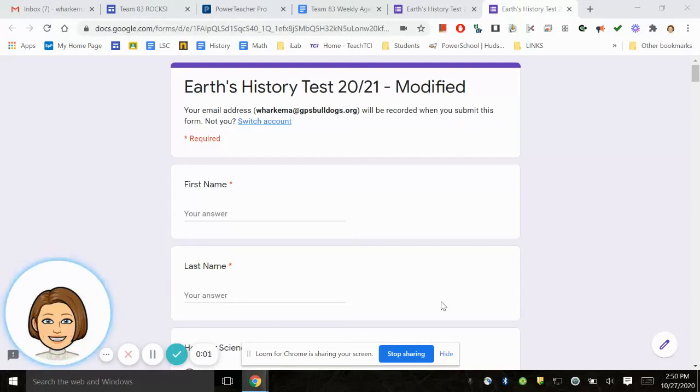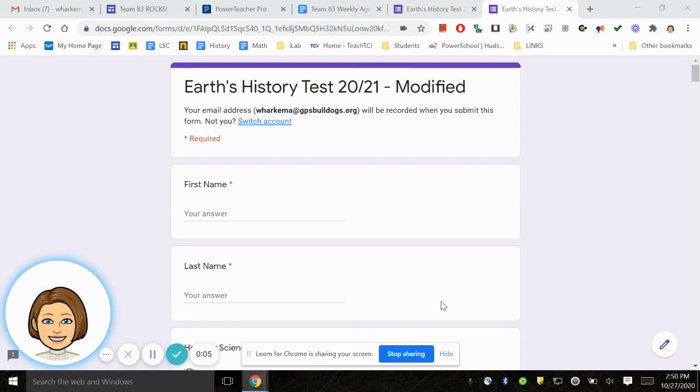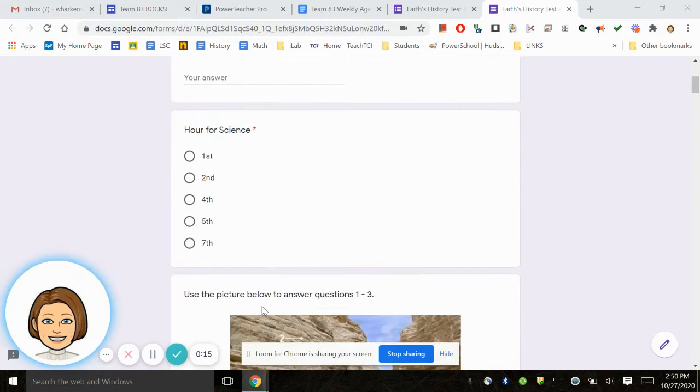This is the Modified Science Earth History Test. Just as a reminder, take your time, study the diagrams closely, and do the best that you can. Make sure you put your first name, your last name, and then choose the hour.